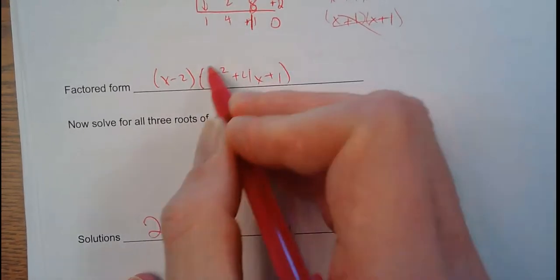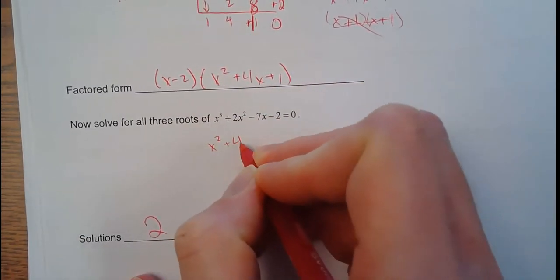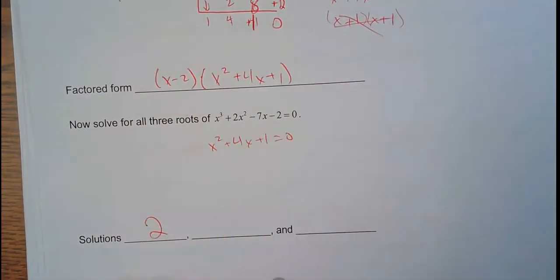Now, the other 2 roots are in this. So x squared plus 4x plus 1 equals 0. So think back, how could I solve that if it's not factorable? Well, there's always complete the square, which I think you're crazy if you want to do that.